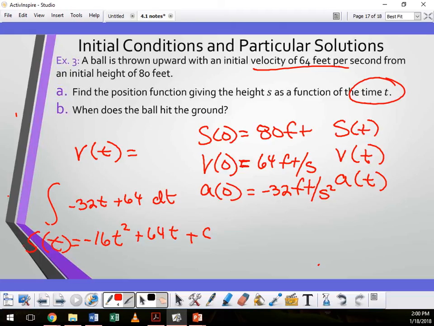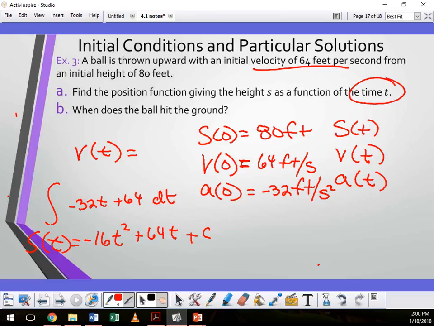So there's my s of t, right? Now, I have an initial condition. It has to equal what over here? 80. It's got to equal 80. So, my 80, and then what am I going to plug in for my t's all the way down? 0. So I'm going to plug in 0 here, so that's going to give me just negative 16 times 0 squared. Stop. Hold on. So that's going to be 0.